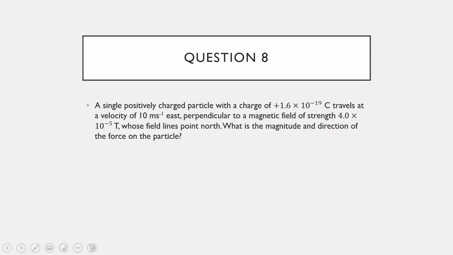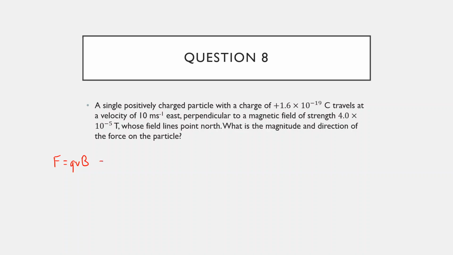So let's do a question. A single positively charged particle with a charge of fundamental charge, 1.6 times 10 to the negative 19 coulombs, travels at a velocity of 10 meters per second east, perpendicular to a magnetic field of strength 4 times 10 to the negative 5 teslas, whose field lines point north. What is the direction and the magnitude of the force on the particle? Magnitude, we can work that out. That's just F equals QVB.